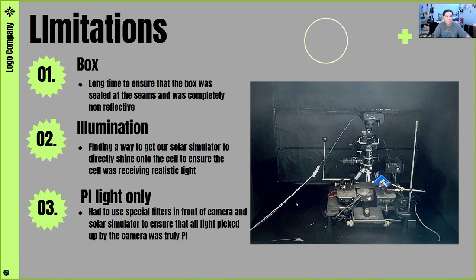Then to ensure that it was PL light only, we had to cut out all 725 nanometer and above wavelengths by using filters here and setting the power to 0 on the Solar Simulator app. And to ensure that everything we got was only PL, we used 725 nanometer filters here, 2 of them stacked, to ensure that all that light was actually being produced by the cell and not just reflecting in and then out of the cell.